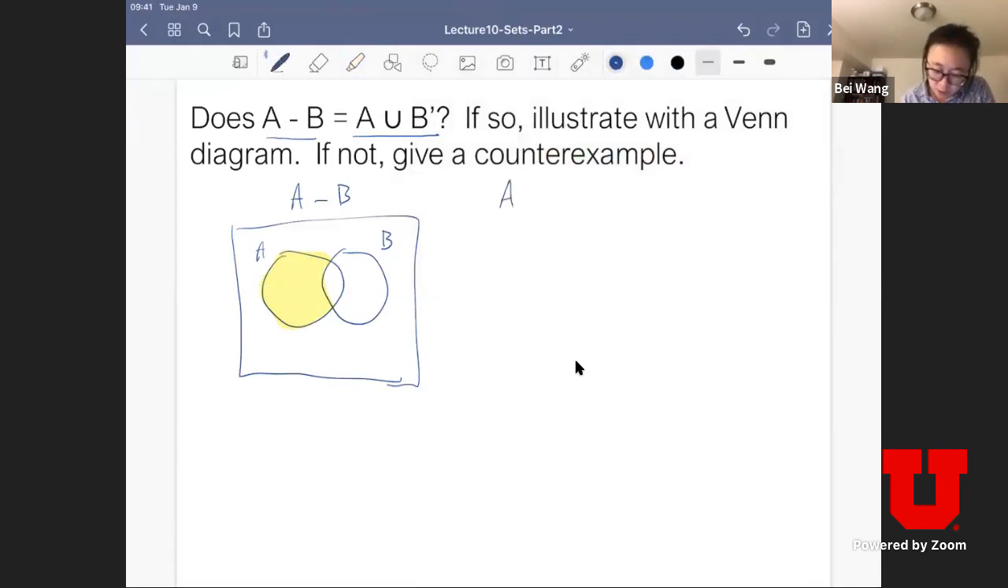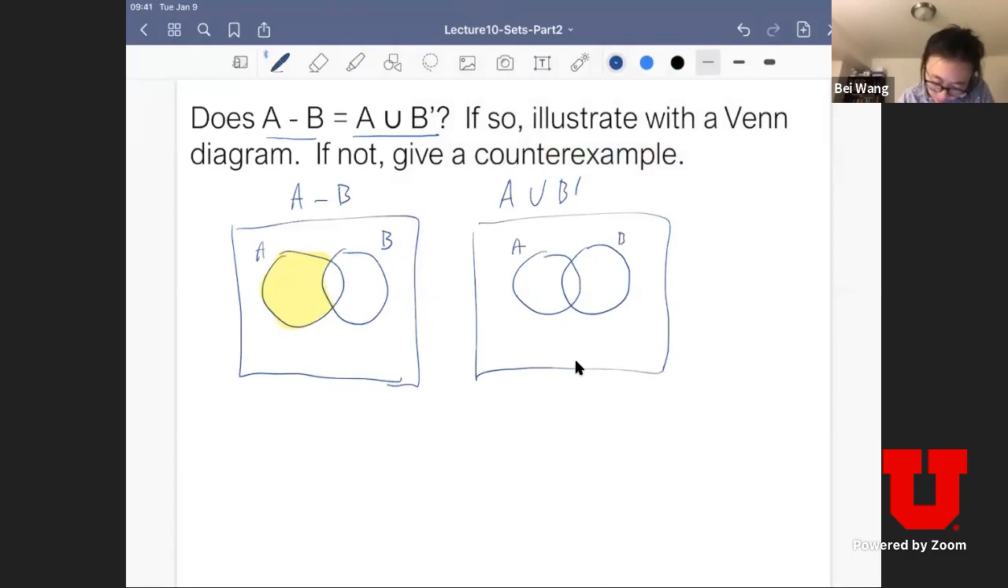And now we want to do A union B complement. I'm going to do it in one step. Everything in B prime is everything outside B, and then union A, it's not intersect. So we have everything outside of B, union A. This is everything outside of B first. But we're taking union with A, so we actually added a little wedge right here. So obviously, those two sets are not equal.